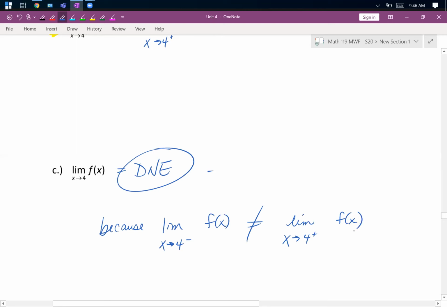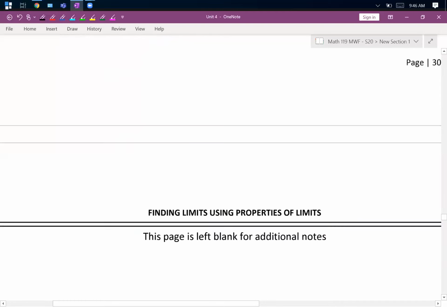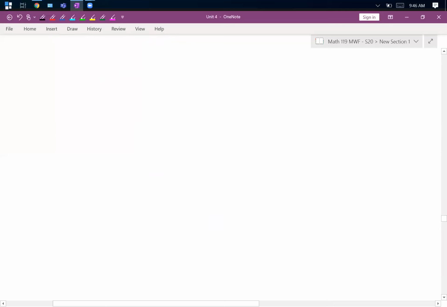Questions at all on finding limits of a piecewise? Definitely going to be one of those on the test. All right, well, then we're going to move on to continuity.